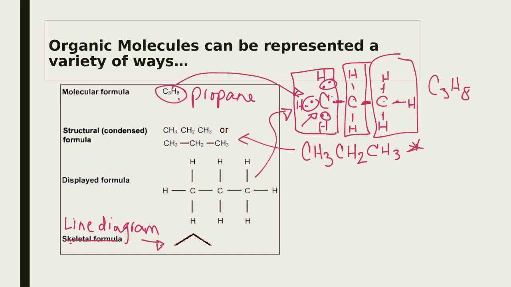Now, it looks weird. It just looks like maybe an arrowhead to you. But when I see that, I know that that's propane. I know that that's 3 carbons in a row. So what we do is we are saying that every one of these points is a carbon. And we have to draw it sort of going up and down, because if I wanted to draw a line diagram of 3 carbons in a row, I'm going to put my pen down right here.